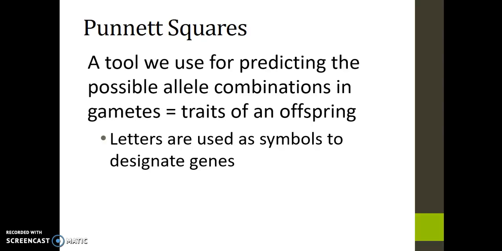So the letters we're using, those uppercase and lowercase letters, are symbols for the genes. And the genes will always exist in pairs because they're found on homologous chromosomes.